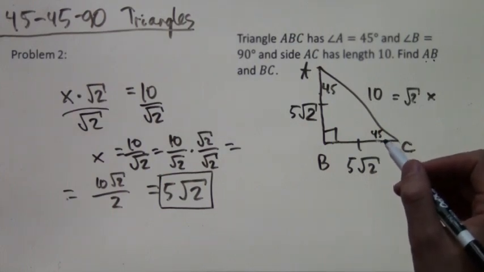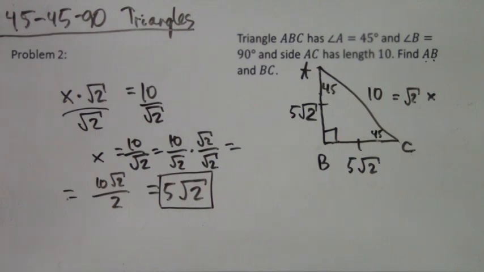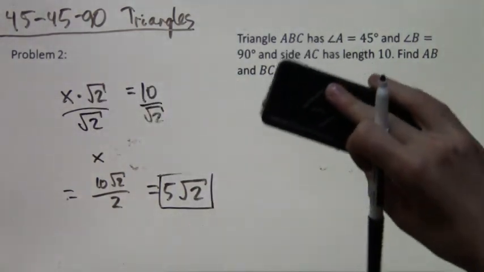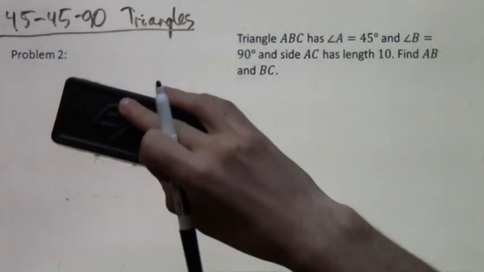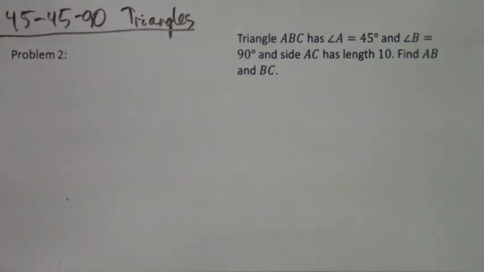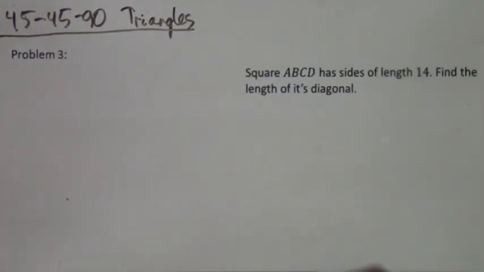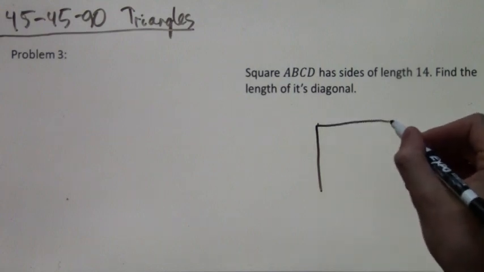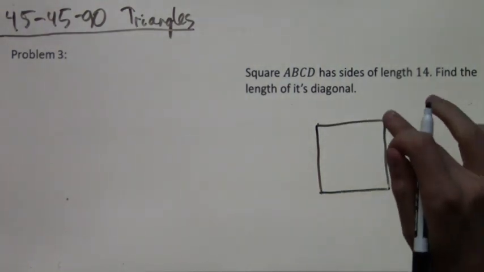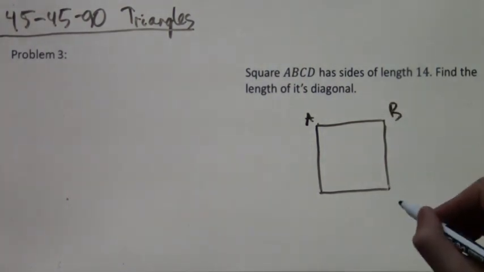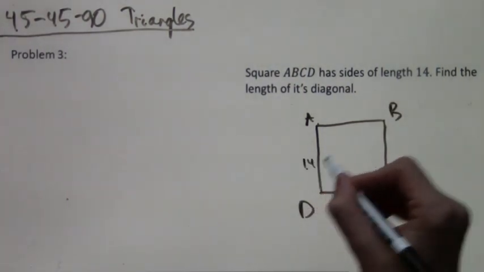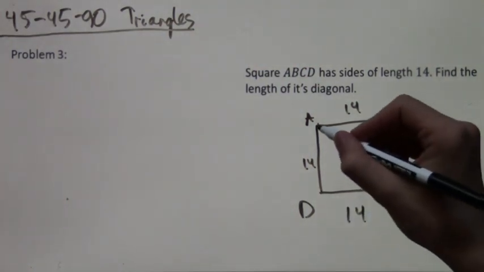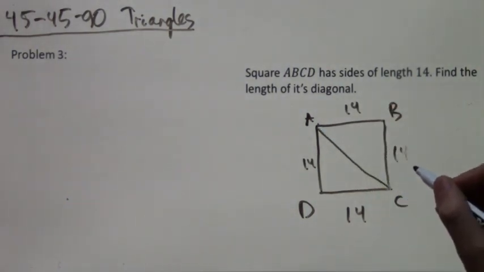So now let's move on to a last example. Square ABCD has sides of length 14. Find the length of its diagonal. At first you might ask, how does this have anything to do with 45, 45, 90 triangles? To that I'll say, let's make a drawing first. Whenever you do geometry, it's a good idea to make a drawing. So here we drew the square, I labeled the sides as length 14, and we want to find the length of the diagonal, which I just drew.